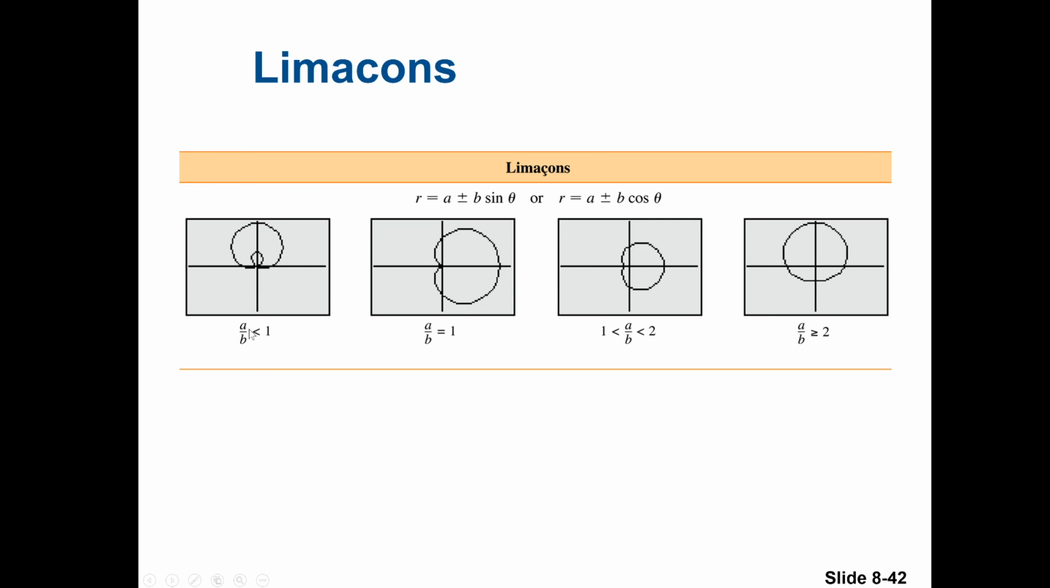Anytime you see the ratio a over b is less than 1, there's always a loop inside. If you don't see anything like that, it's always a little bump. Right between 1 and 2 for the ratio, we have this sideways small bump. And over here, a over b is greater than or equal to 2, so we have a giant big loop going around all 4 quadrants.